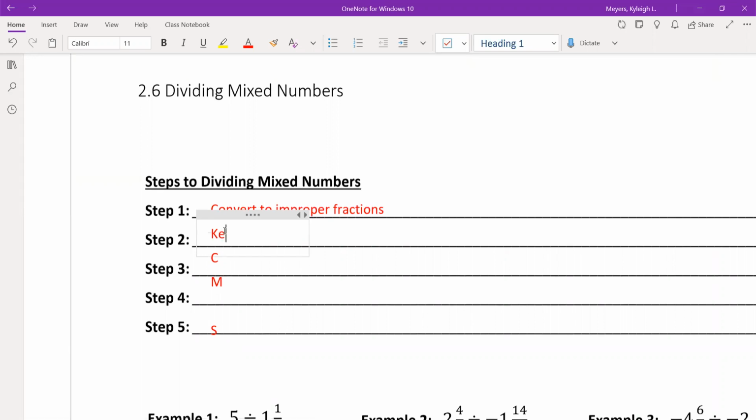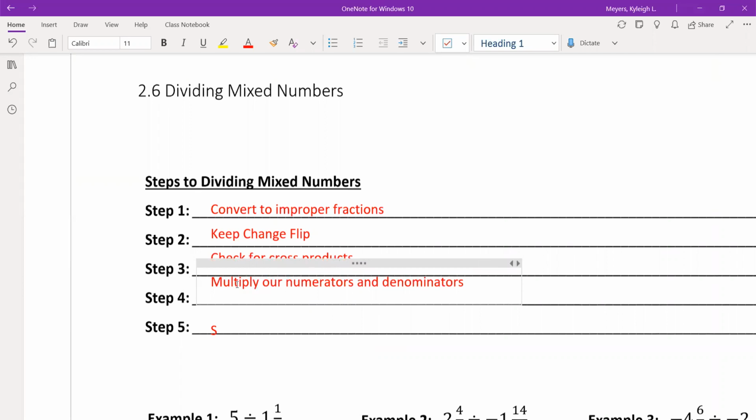Then we need to do keep, change, flip, right? So we keep the first fraction, change it to multiplication, and then flip to find the reciprocal. Then we check for cross products. And then we multiply our numerators and denominators. Remember, we multiply straight across.